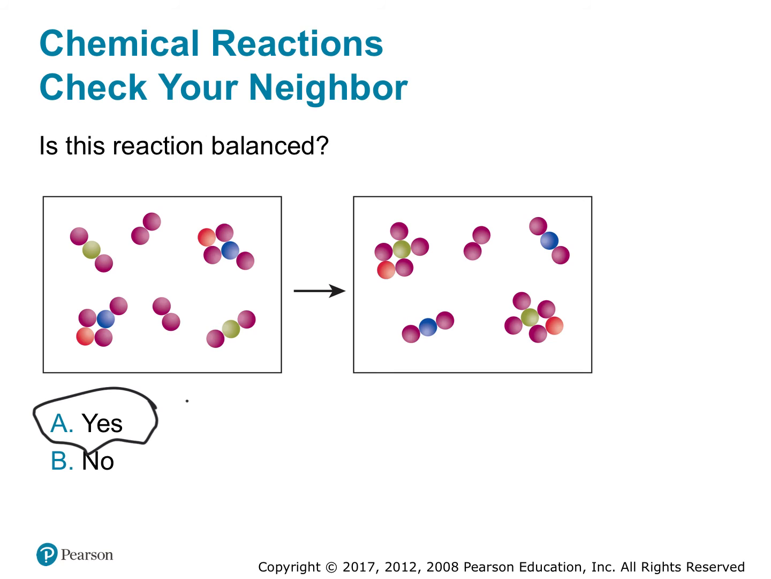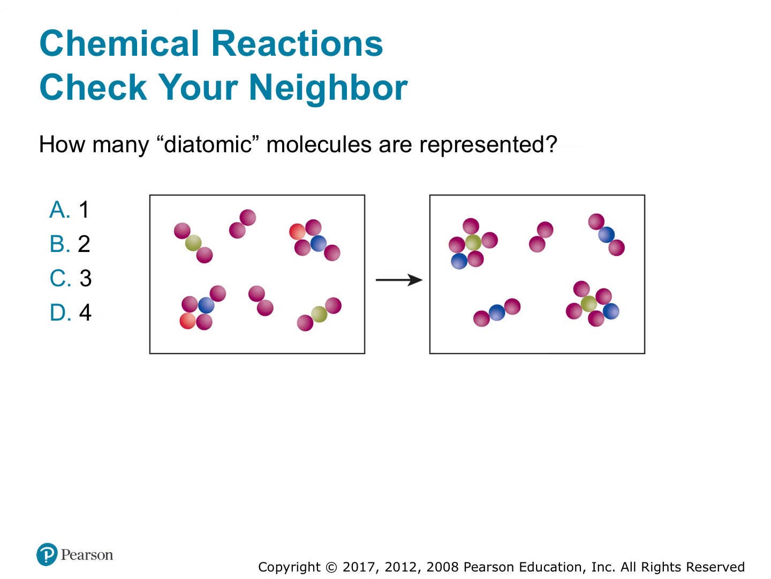You have just as many atoms of each kind on the left as you have on the right. Okay, continuing with this, the next question is how many quote-unquote diatomic molecules are represented? Remember, a diatomic molecule is one that contains two atoms. And so I see here there are two diatomic molecules on the left, and there's only one diatomic molecule on the right. Now, what does it mean that there's a difference?